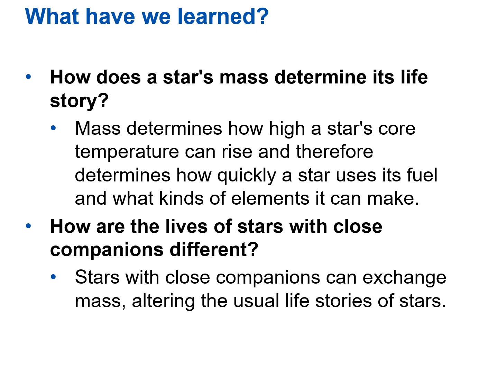What have we learned? How does a star's mass determine its life story? And this has really been a review of concepts you've been learning since chapter 15, when we started to put together the Hertzsprung-Russell diagram. Mass determines how high a star's core temperature can rise, and therefore determines how quickly a star uses its fuel and what kinds of elements it can make. How are the lives of stars with close companions different? Stars with close companions can exchange mass, altering the usual life stories of stars. And the star Beta Persei, the double star, otherwise known as Algol, is a great example of that.